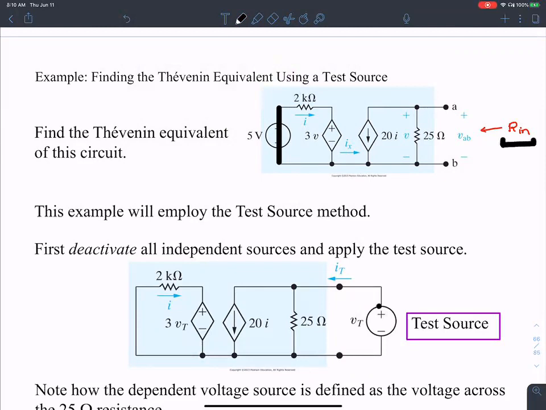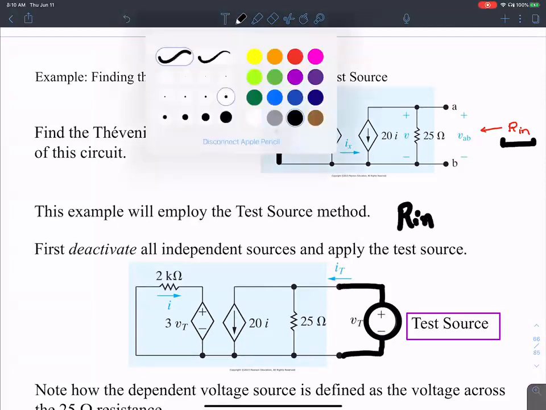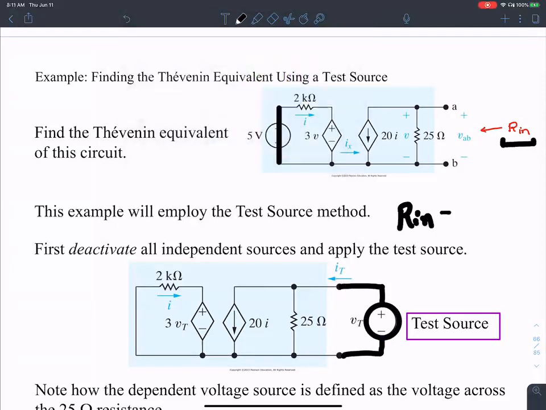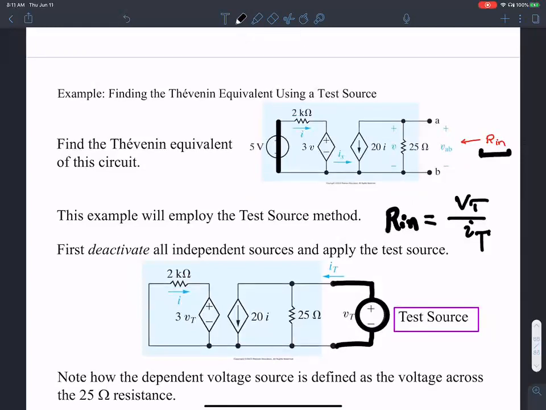In order to do that, I deployed a very interesting new technique, which is to apply a test voltage and a test current. Then, in order to find Rn, all I have to do is to get algebraic expressions for V test and I test and divide V test over I test. Okay, once I do that, and we'll look at a couple of examples in today's class.